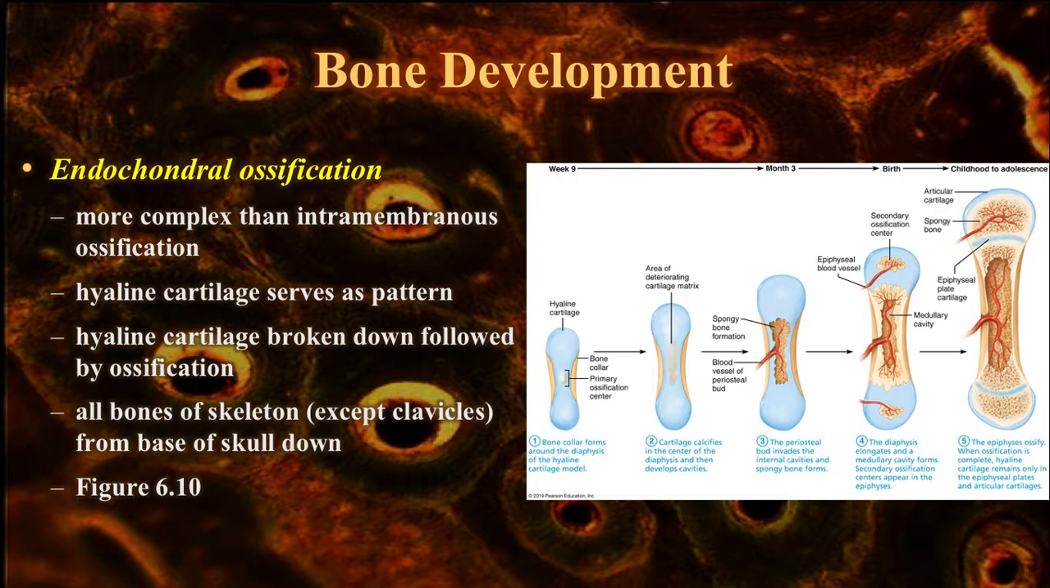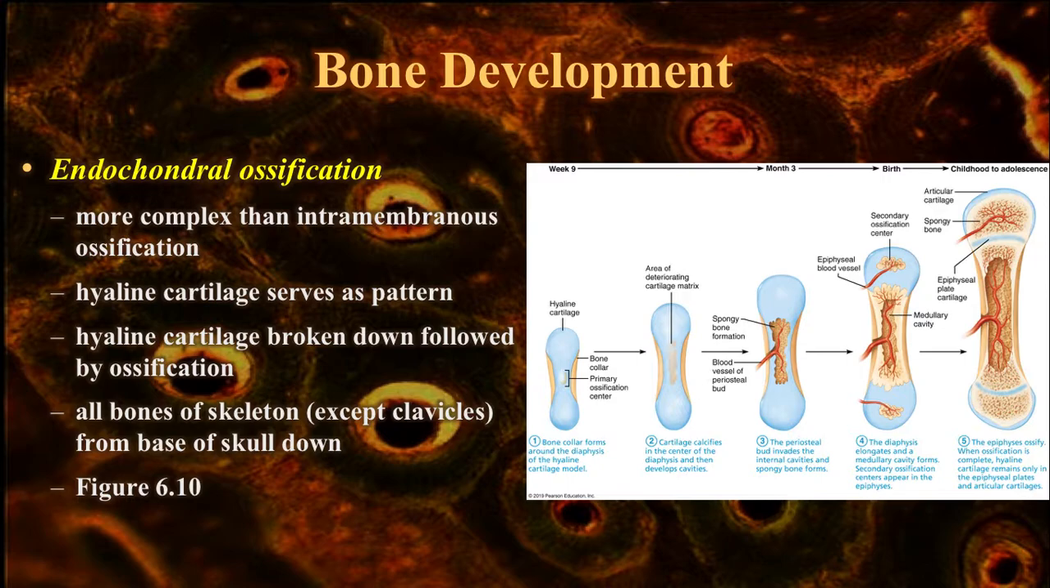All right? You also see at the ends of the bones this articular cartilage, which is also hyaline cartilage left over. It's covering the surface of the bone. Okay?